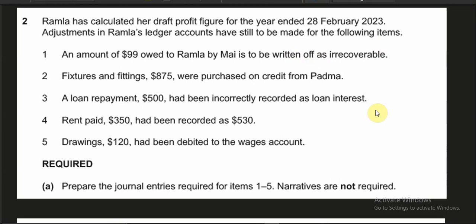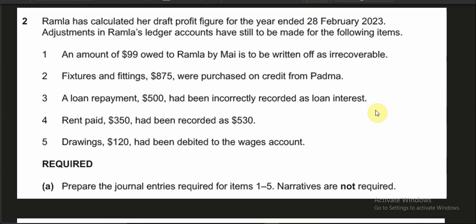Ramla has calculated her draft profit figure for the year ended 28th of February 2023. Adjustments in Ramla's ledger accounts have still to be made for the following items. An amount of $99 owed to Ramla by Mai is to be written off as irrecoverable. Fixtures and fittings of $875 were purchased on credit from Padma. A loan repayment of $500 has been incorrectly recorded as loan interest. Rent paid $350 has been recorded as $530. Drawings of $120 has been debited to the wages account.